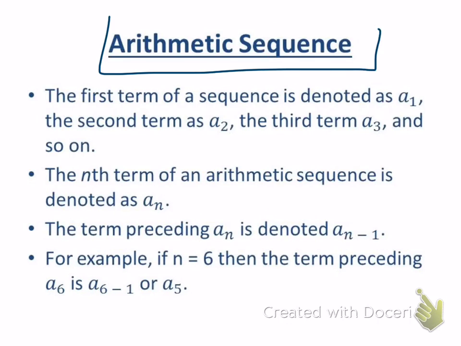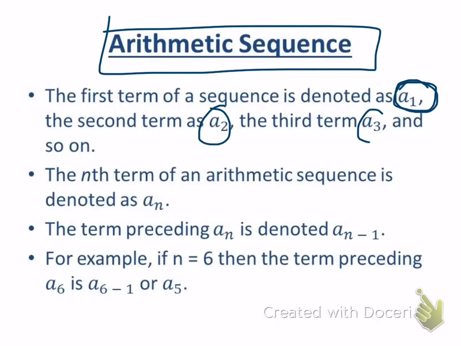An arithmetic sequence. The first term of the sequence is denoted as A. How would you read that? A sub 1. Subscript 1 or A sub 1. You can just say sub 1. That tells you that 1 is subscripted. Okay? The second term is A sub 2. The third term, A sub 3. The nth term would be denoted as A sub n. So if I wanted the 15th term, that's A sub 15.